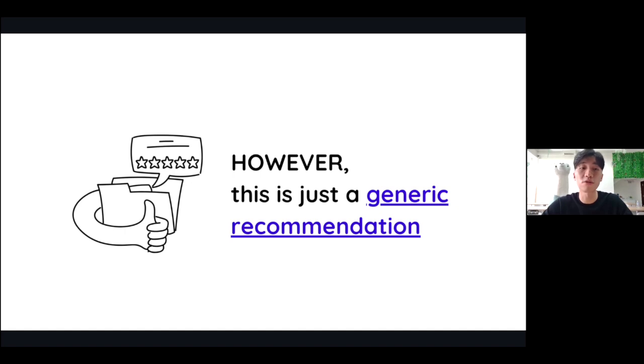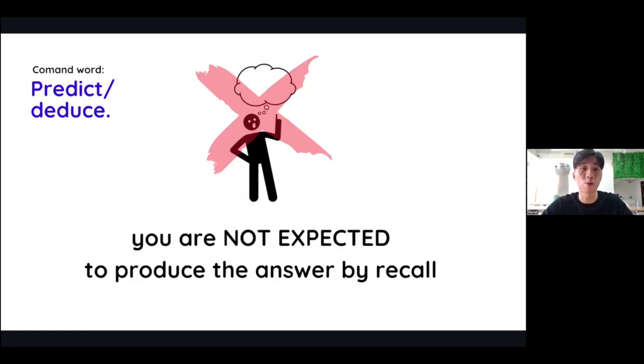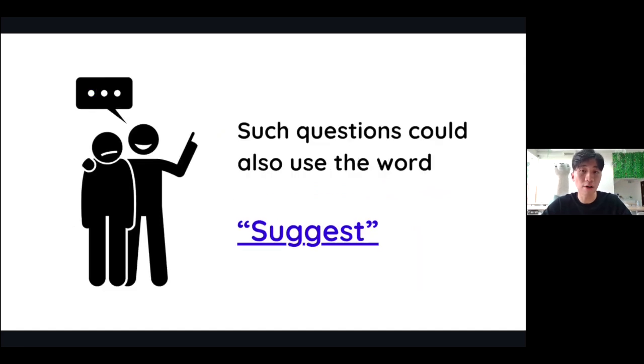Now on to the most difficult tier of command words, which will be the first one, predict, or deduce. Such questions would mean that you're not expected to produce the required answer by recall, but instead by making a logical connection between other pieces of information provided in the question. Such information may be given in the question itself, or it may depend on the answers that you extracted from an earlier part of the question. So, predict also implies a concise answer with not much need for supporting statements.